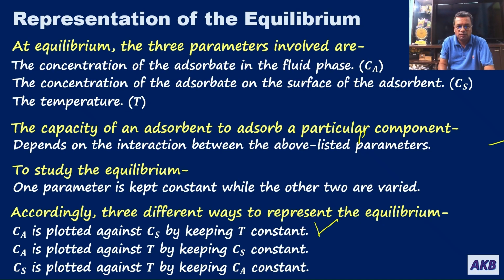Now, in our discussion, we are talking about the first way of representing the equilibrium. That is how Ca changes with Cs at constant temperature, and the curve that you get by plotting Ca against Cs at constant temperature is called the adsorption isotherm, and that is what I am discussing in this particular video. So let us move ahead.